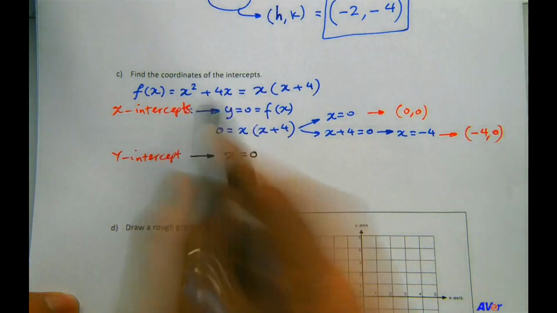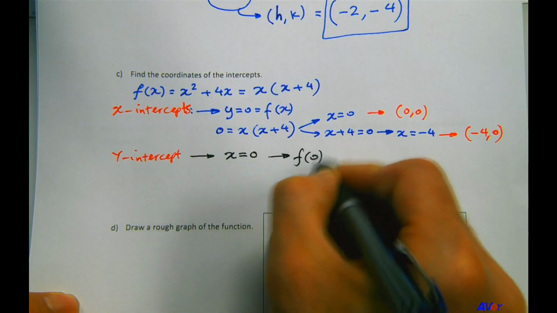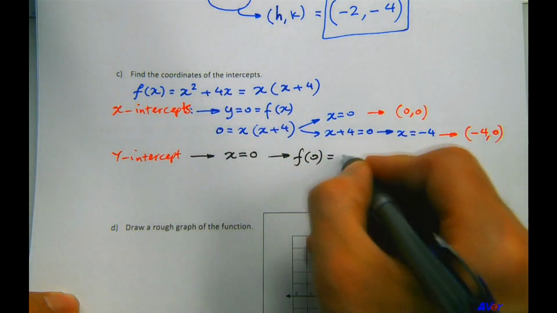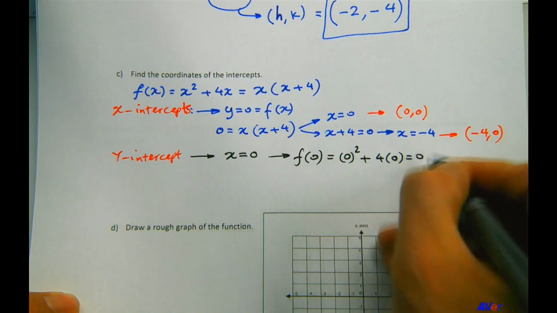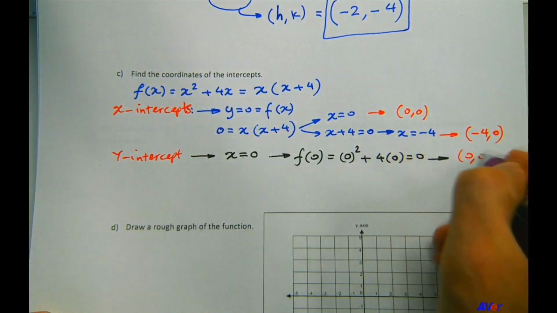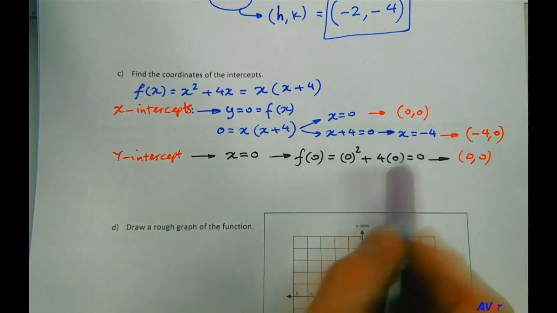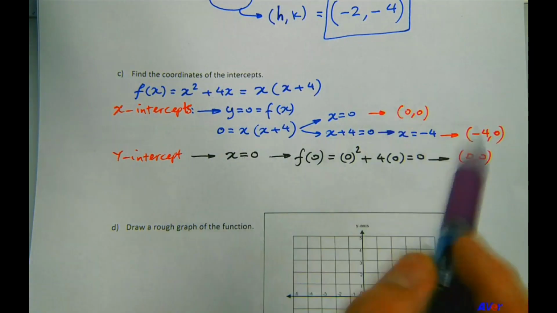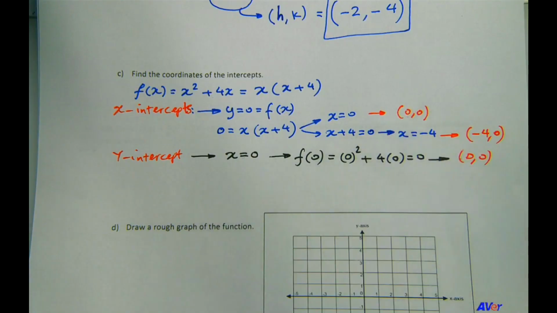Then in the original equation, let's substitute for x with 0. What do we have? We have 0 squared plus 4 times 0 equals 0. Therefore, the y-intercept is (0, 0), which is the same thing. That makes sense, because it means the graph is intersecting both axes at the same location, which is the origin. The only place where that can happen at the same time is the origin, right?